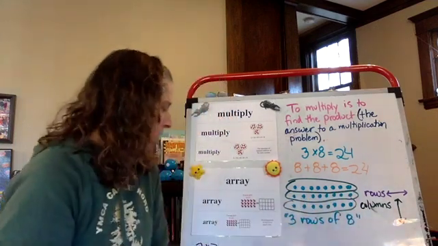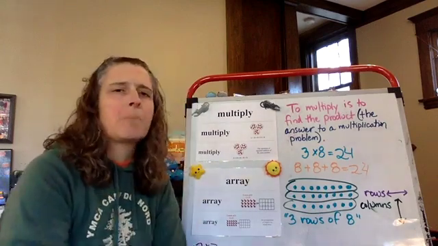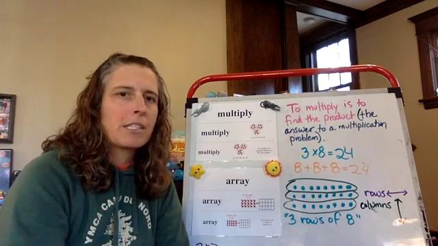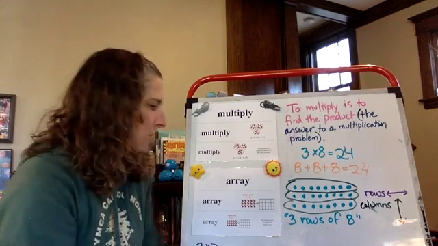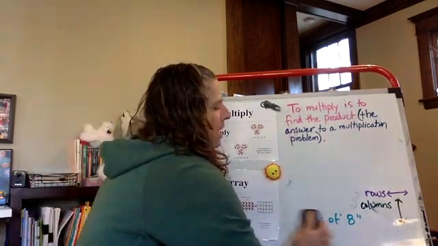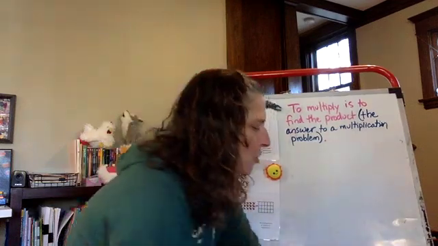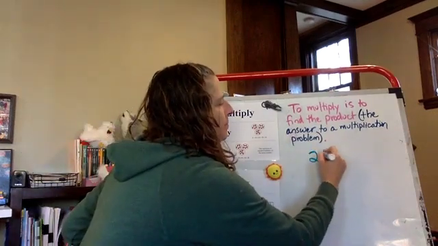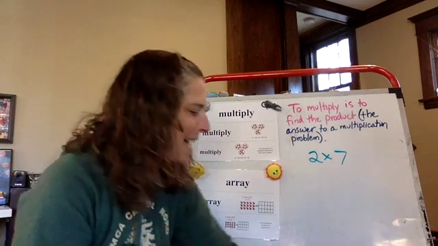So what I want you to do is pause this video, get out a piece of paper and a pencil, and draw what you think is an array for 2 times 7. Let me, in fact, erase this so you're ready to go. I'm going to have you pause your video and draw out an array for 2 times 7. Okay, I bet you're back.